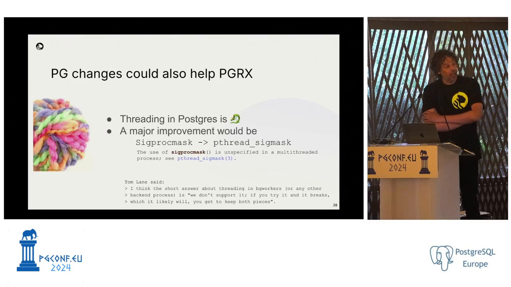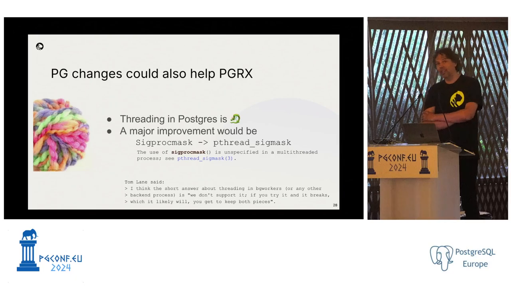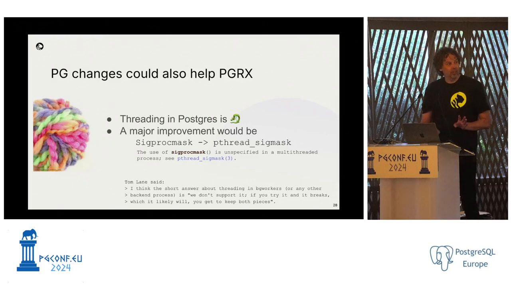But what I would really like to see is that Postgres uses pthread_sigmask instead of sigprocmask, which are both POSIX calls. They're to do with the way signals are handled. They have an identical API. There's not really any difference between using them, although I'd love to talk to anyone that knows more about this than I do. So the use of sigprocmask is actually unspecified in a multi-threaded environment.